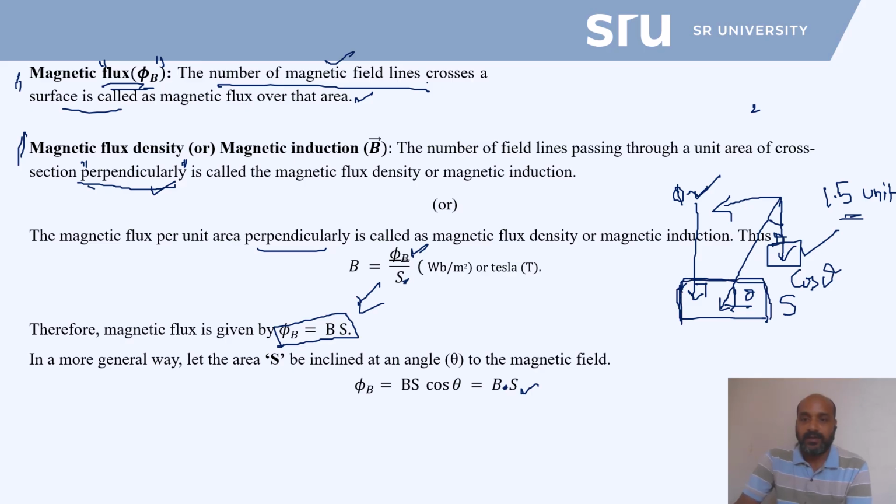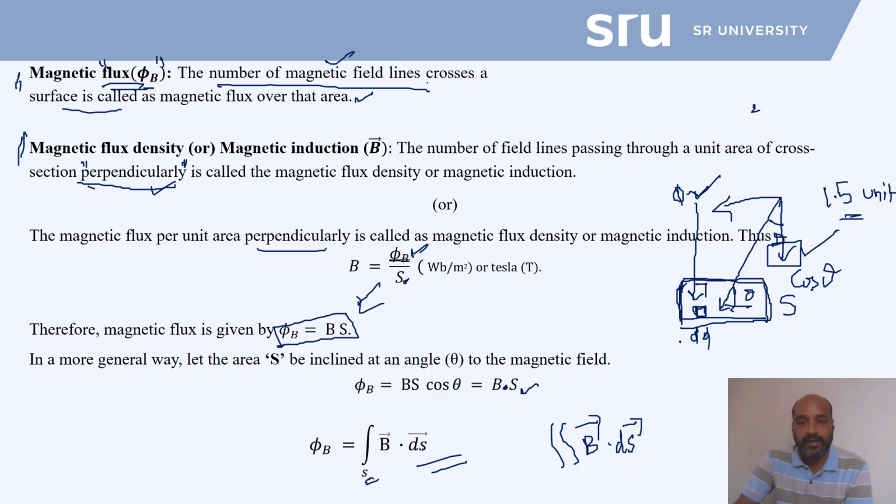In some cases it is not possible to measure the flux for the surface; sometimes it may be difficult. To simplify that, first we consider a small unit surface and calculate the flux d phi through that small surface, and then we do the surface integral. So the integral form of the flux will be the double integral of B dot ds.